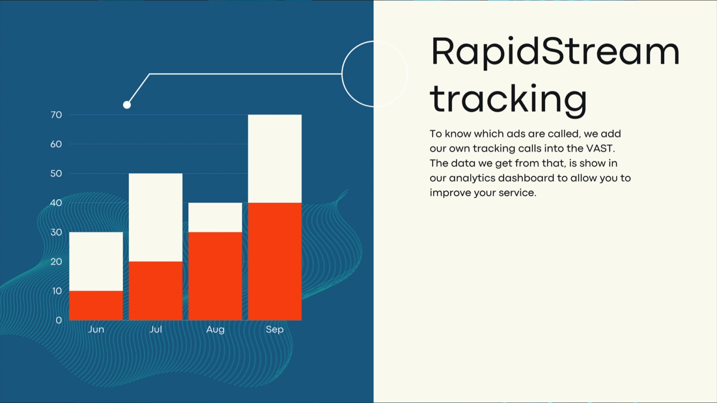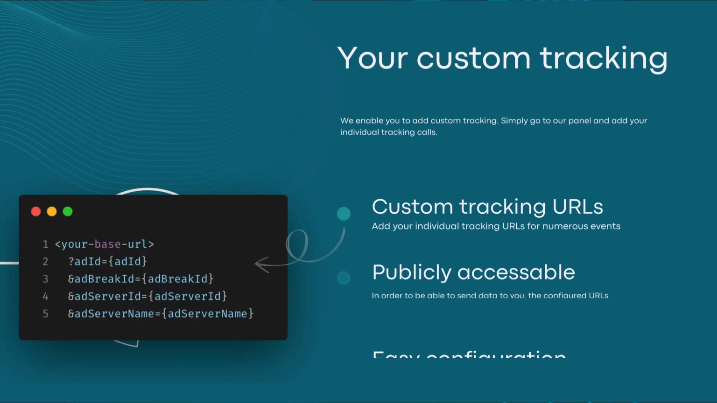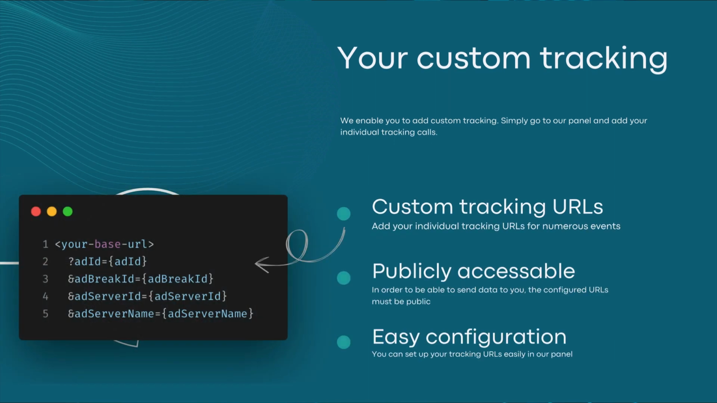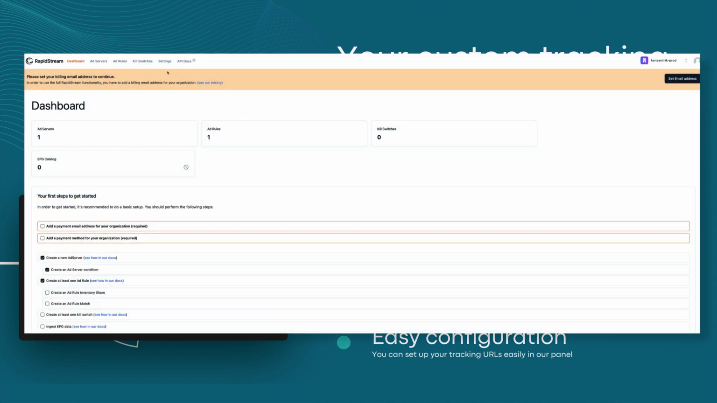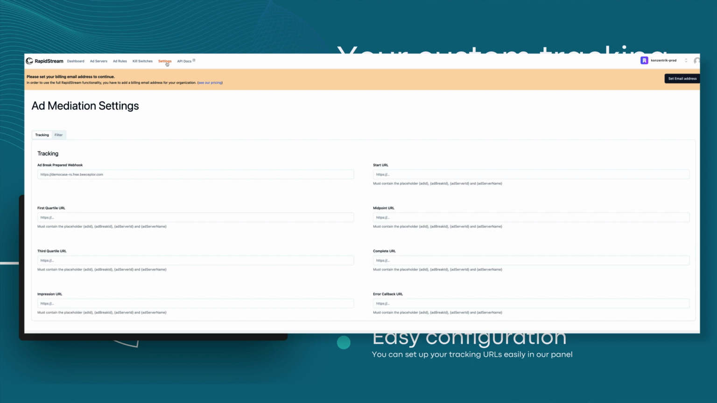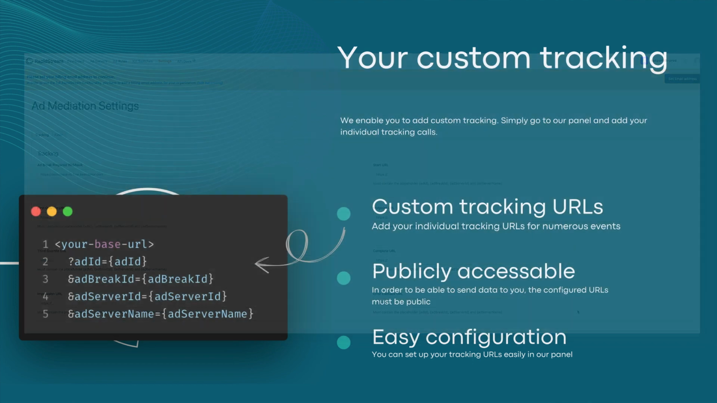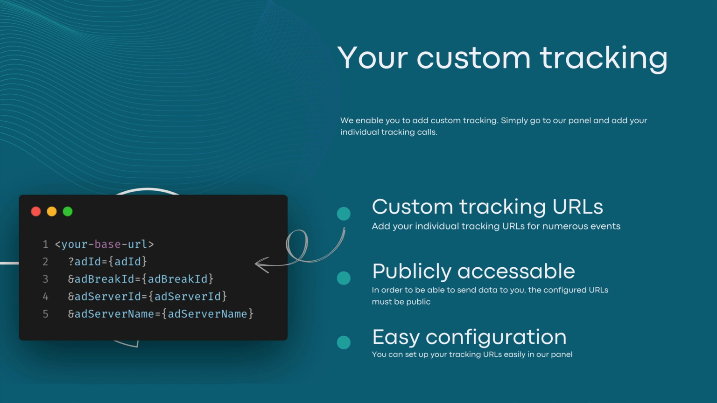But there's the third option, which is your custom tracking. So basically we enable you to add custom tracking. You can do that in the panel. Simply go to our panel view and add your individual tracking calls. In the panel, you can simply go to Settings and there you will find the tab for tracking. And as you can see, there are several input fields where you can put in your URLs. And I will come to that later on, no worries.